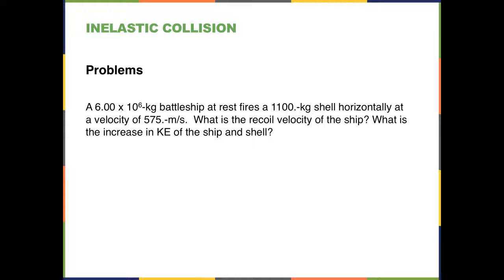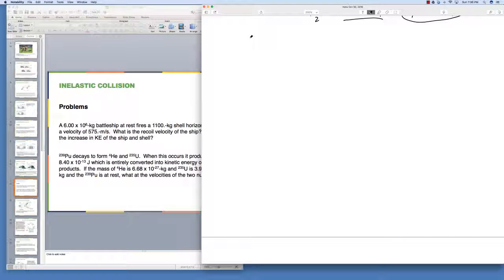Now the difference here is because you start with both the ship and the shell at 0. Neither is moving, and then the shell is fired. You have an increase in kinetic energy when that happens, as opposed to the situation where two blocks are moving and collide and stop. You'll have a decrease in kinetic energy there. So let's take a look at how we would do this.